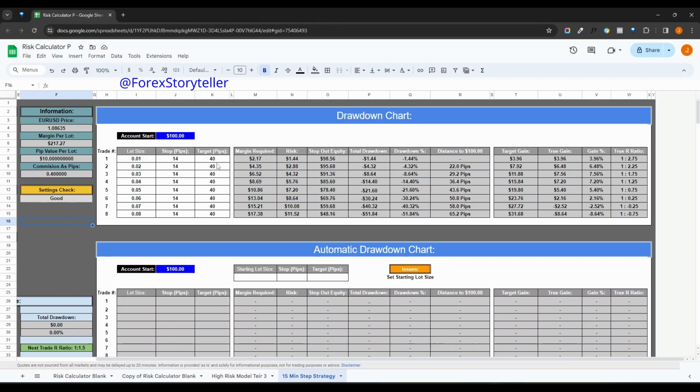Now, this is not really set in stone. I've been seeing a lot of 80 to 90 pip targets. Basically, I don't really set targets with this strategy. I just use a trailing stop and a little bit of discretion on closing some of it.